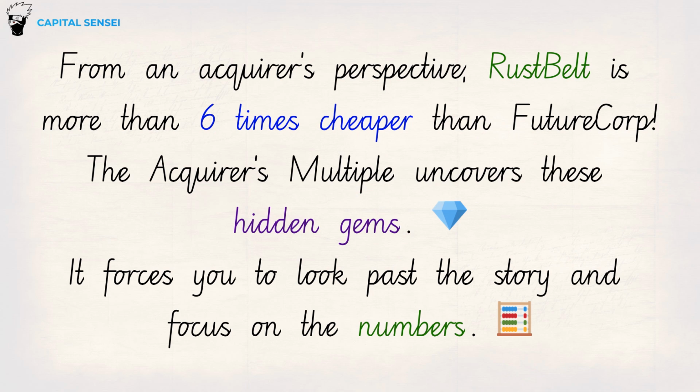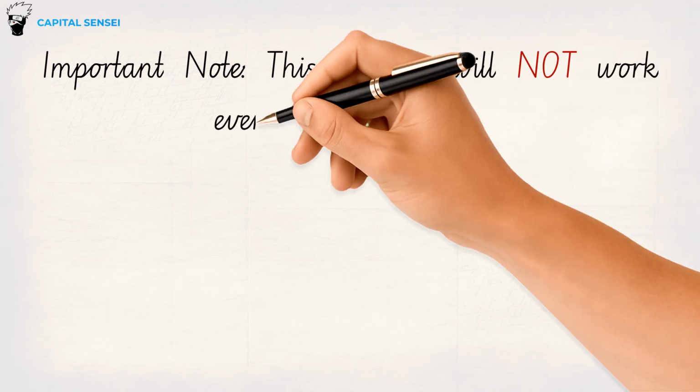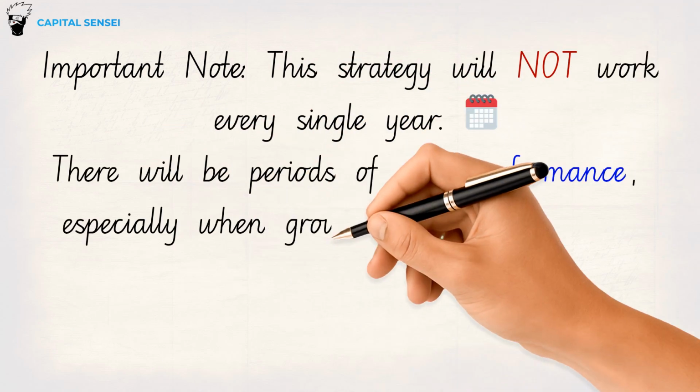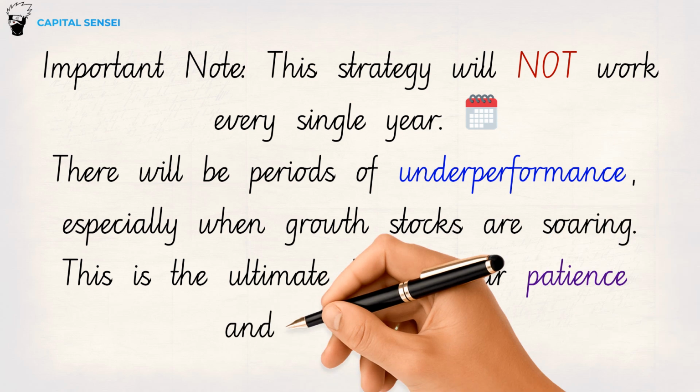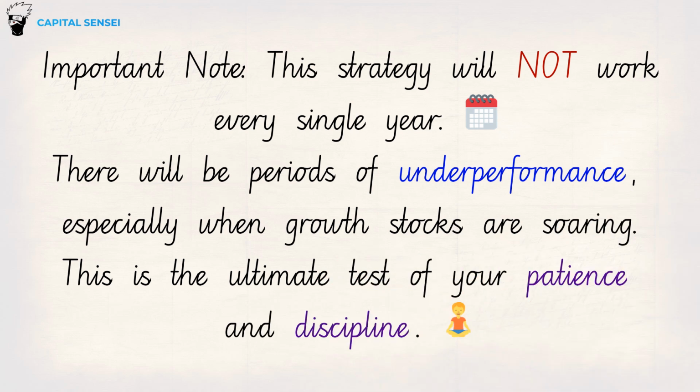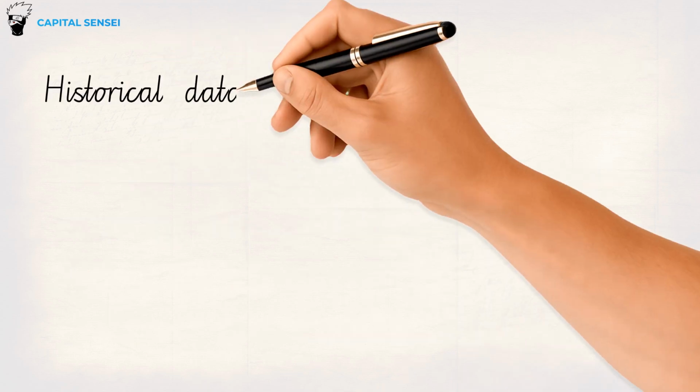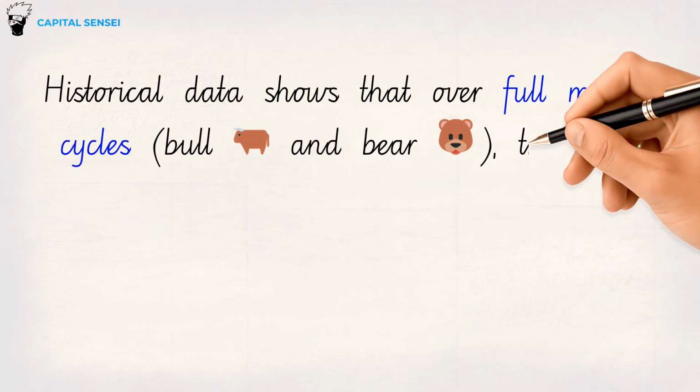This is the kind of hidden gem that the acquirer's multiple is designed to uncover. It forces you to look past the story and focus purely on the numbers. It's also worth noting that this strategy will not work every single year. There will be periods, sometimes lasting for a few years, where growth stocks and market darlings outperform everything else. During these times, holding a portfolio of ugly, cheap stocks will feel like a mistake. Your portfolio might lag the S&P 500. This is the ultimate test of your patience and discipline.